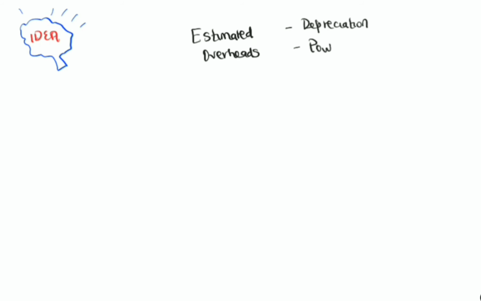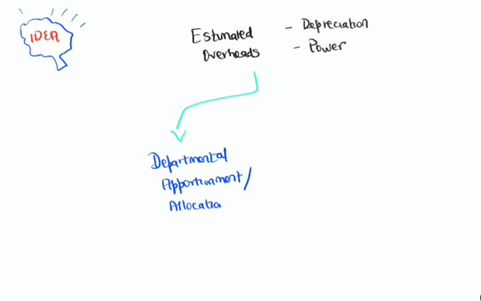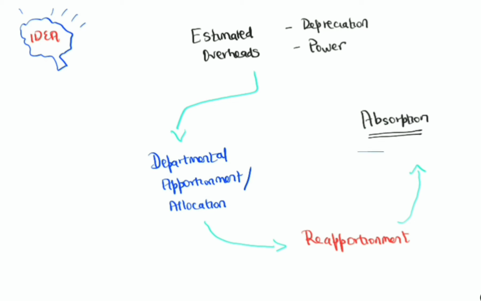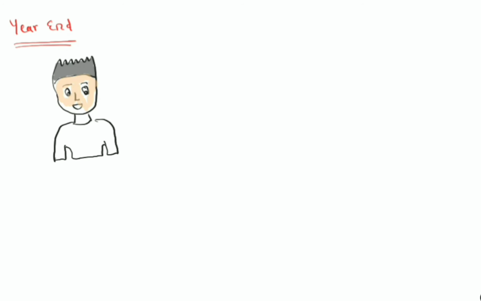To overcome this scenario, absorption costing asks us to estimate the overheads based on a budget. Then, through a process of departmental allocation or apportionment and reapportionment, we absorb these estimated overheads to our product. The details of these processes would be covered in subsequent videos, but what we need to understand here is that absorbed overheads is based on estimates. Thus now, the cost accountant has managed to arrive at the absorbed overhead per unit.